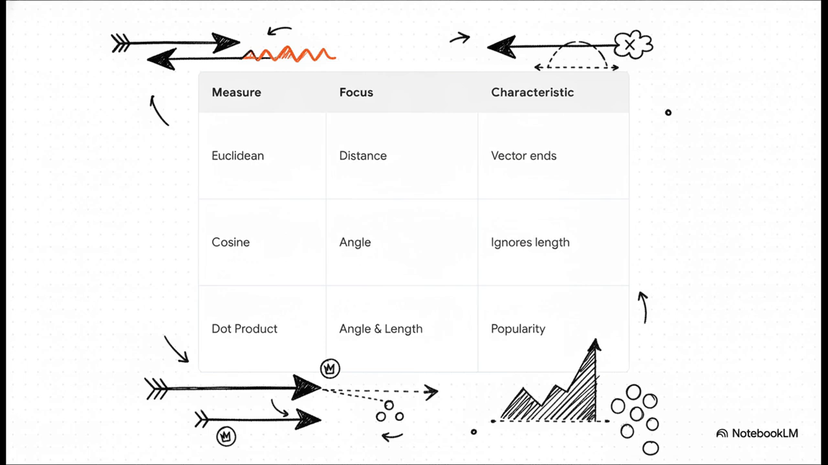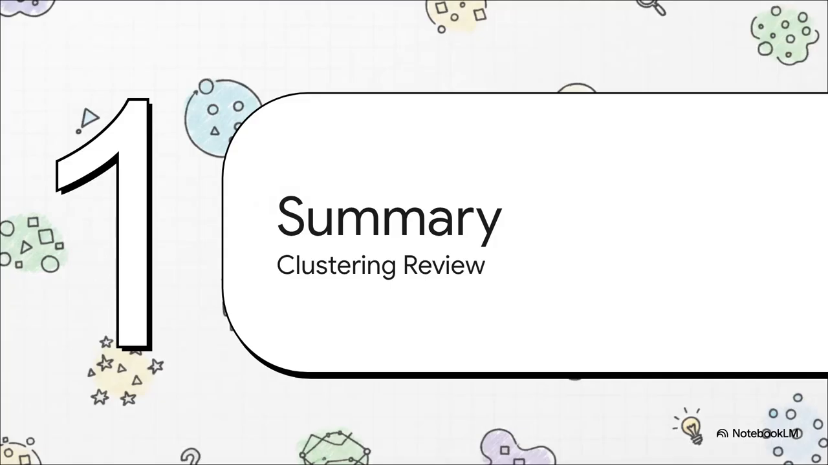Now, the dot product focuses on both angle and vector length. This is absolutely crucial for things like recommendation engines because in embedding space, length often correlates with popularity. So if you want your cluster to factor in how popular a video is, you definitely have to use the dot product.